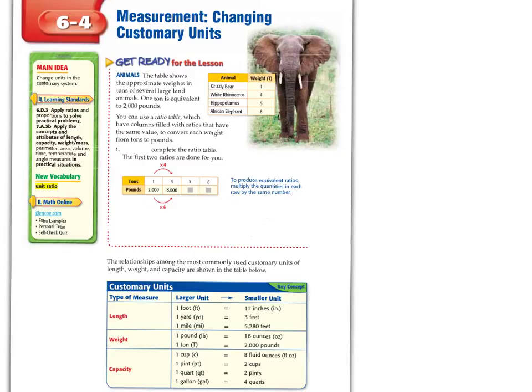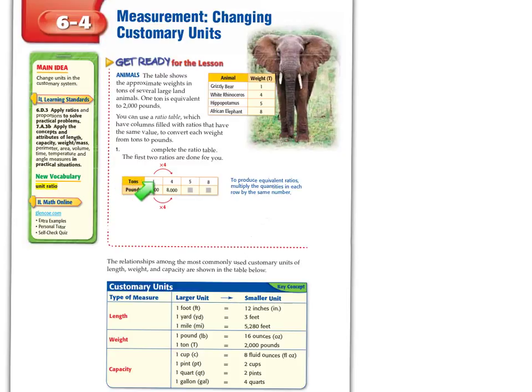The table shows the approximate weights in tons of several large land animals. 1 ton is equivalent to 2,000 pounds. That's a standard measurement conversion that we should kind of know, that 1 ton always equals 2,000 pounds. You can use a ratio table, which has columns filled with ratios that have the same value, to convert each weight from tons to pounds. So complete this ratio table.